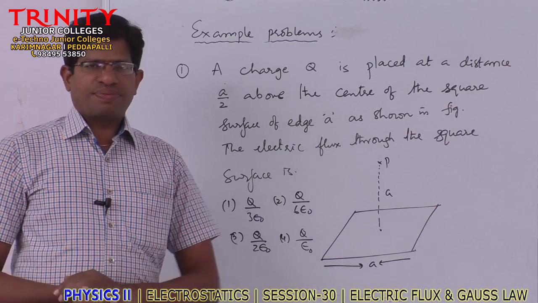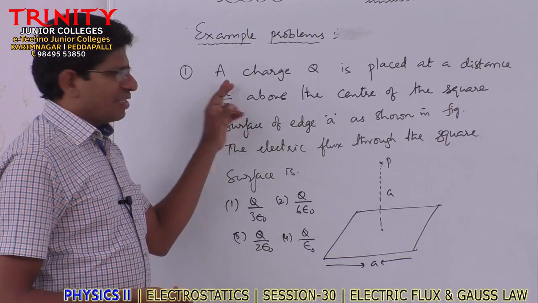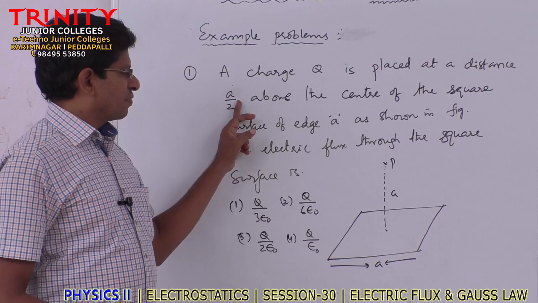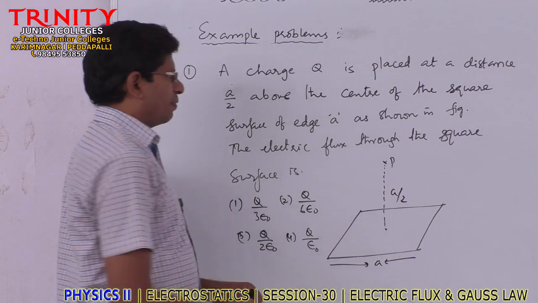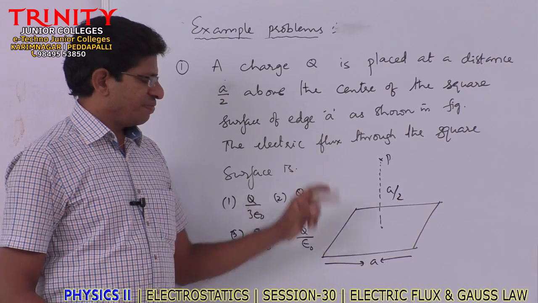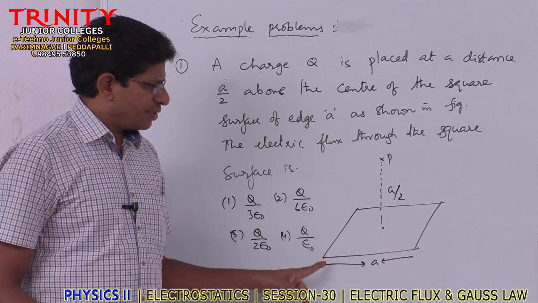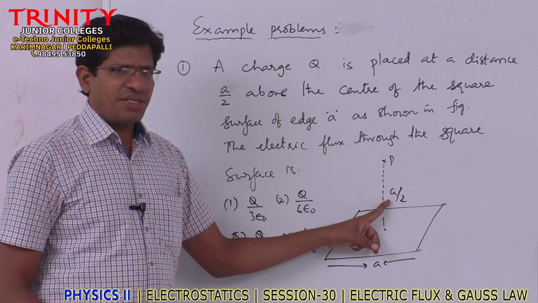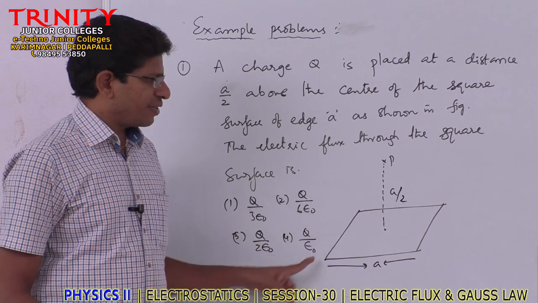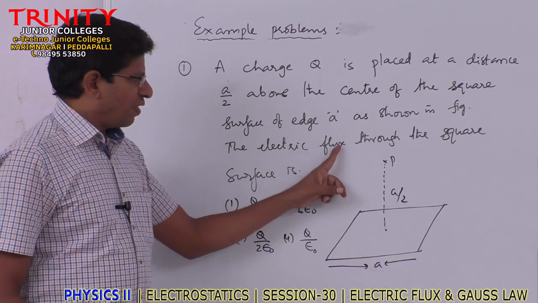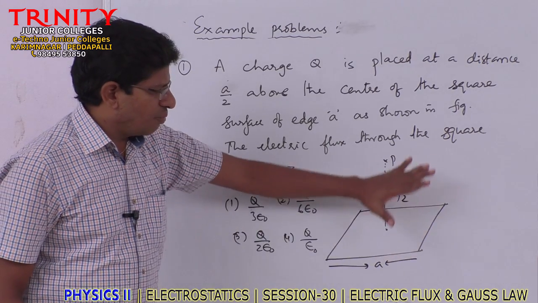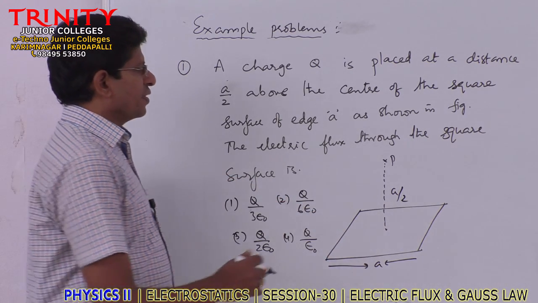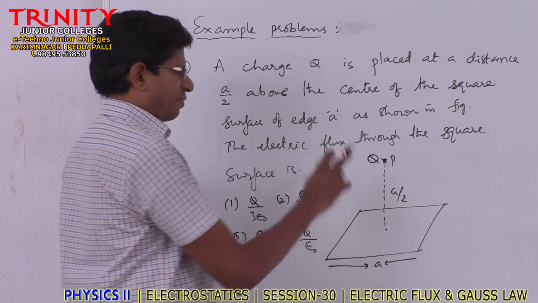You will understand now perfectly the concept. Let me read out the question to you. A charge Q is placed at a distance a by 2 above the center of the surface of the edge. So this is actually a square surface. Edge is given A and the point is taken at a height of a by 2 from the center of this square surface. And the electric flux through the square surface is how much amount of electric flux is passing through this particular one. Where the charge is placed, here.